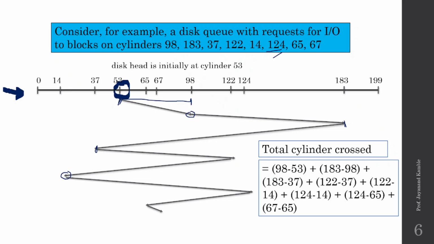So the total number of cylinders crossed in this case will be 640. We can use a calculator for calculating these values. This 640 is nothing but the seek distance in the case of the first come first served disk scheduling algorithm.